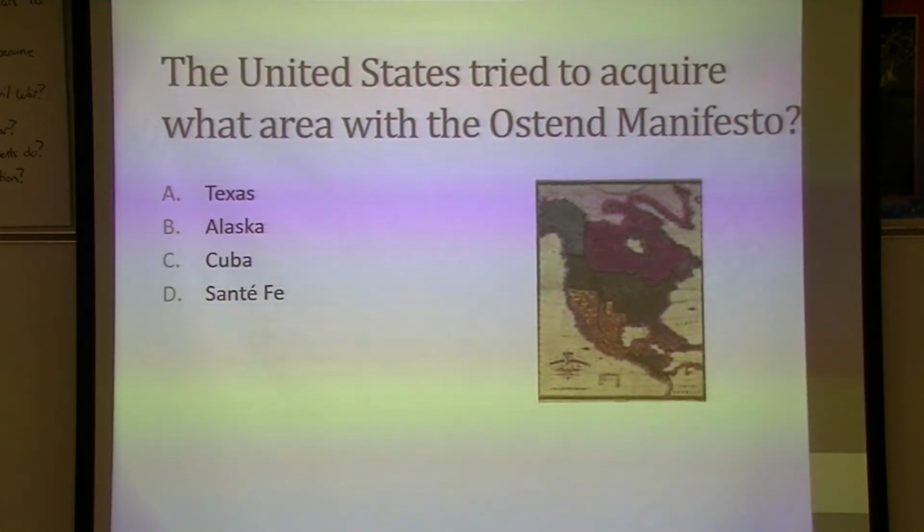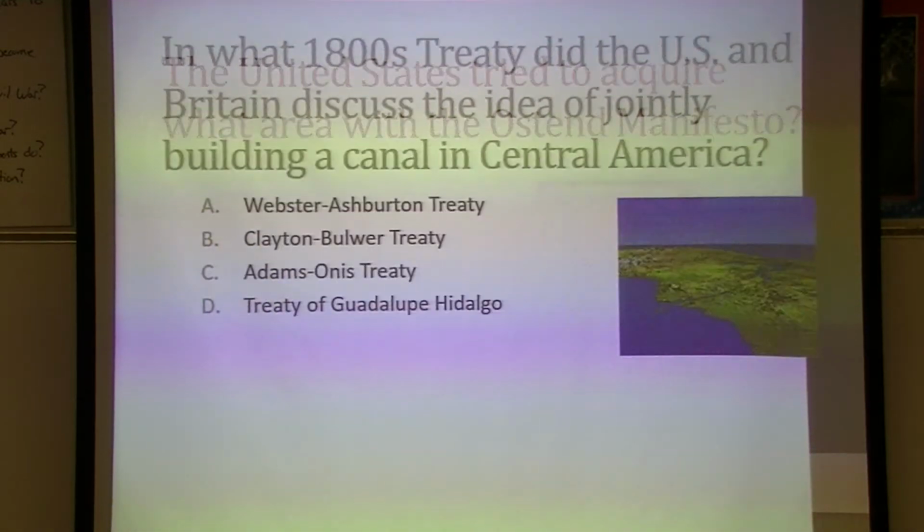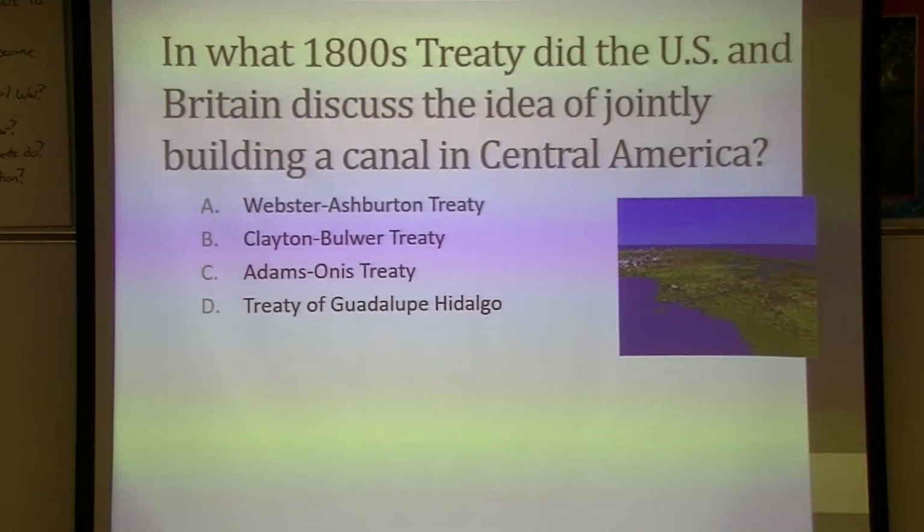The United States tried to acquire what area with the Ostend Manifesto? Correct answer is Cuba. In the 1850s, what treaty did the U.S. and Britain discuss the idea of jointly building a canal in Central America? The Clayton-Bulwer Treaty.